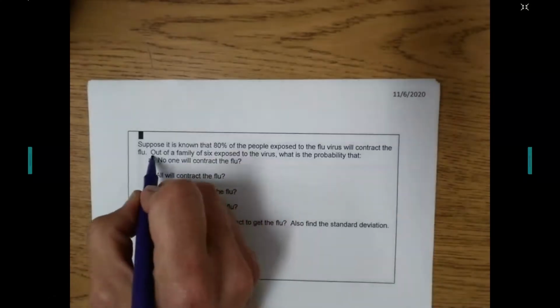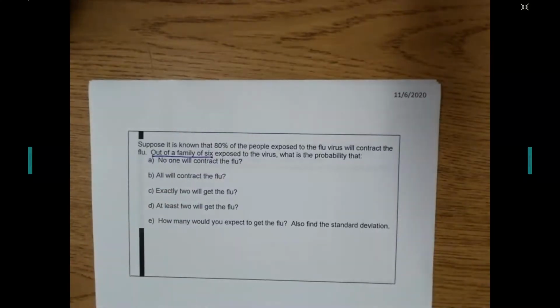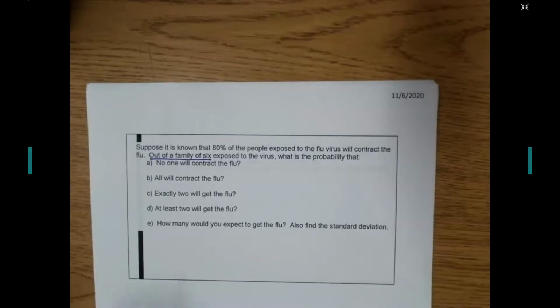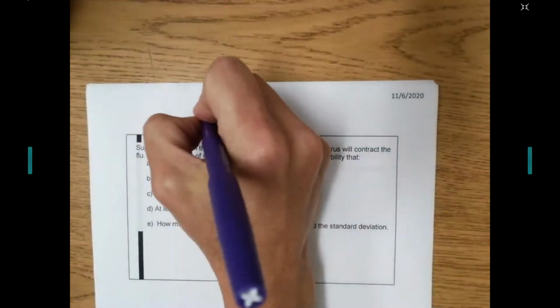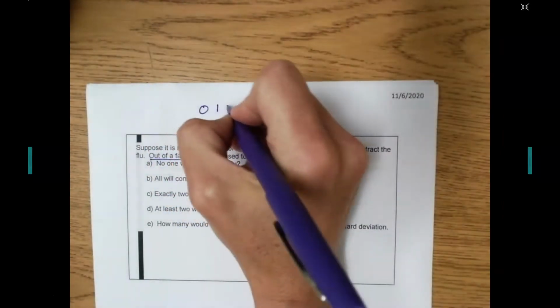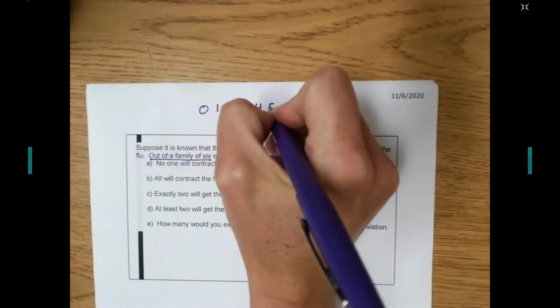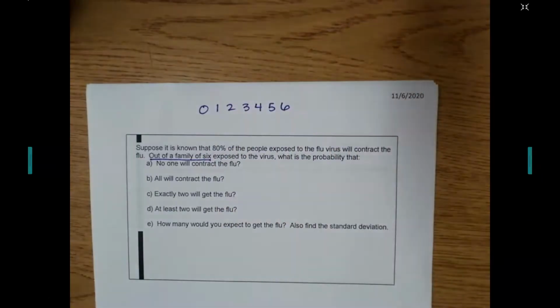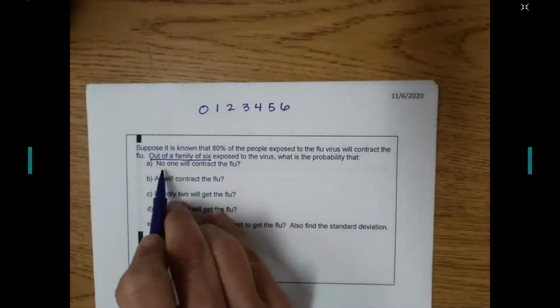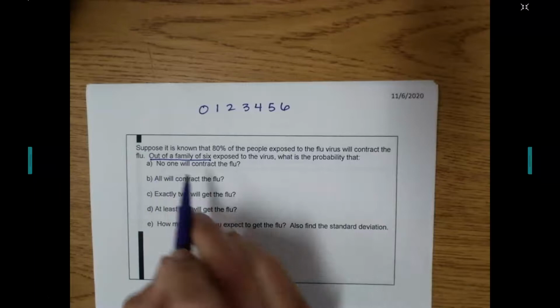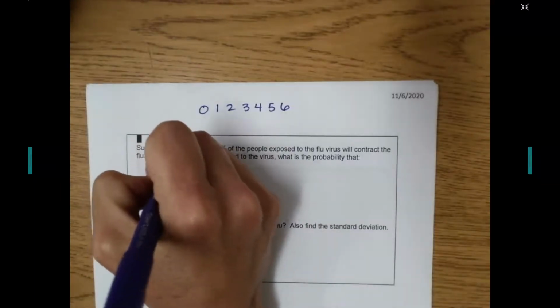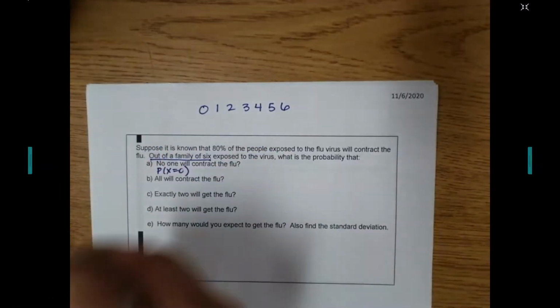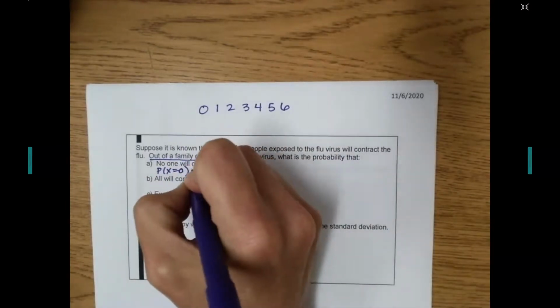Well, right here, this tells me it's out of 6. I have a fixed number. This is binomial. Okay? So that means I can have 0 people will get the flu, or 1, or 2, or 3, or 4, or 5, or 6. So the first probability they say is, what's the probability that no one would contract the flu? So I'm looking for a particular probability. Well, I can use my formula.